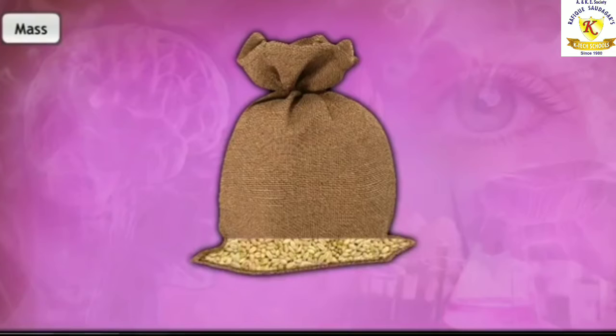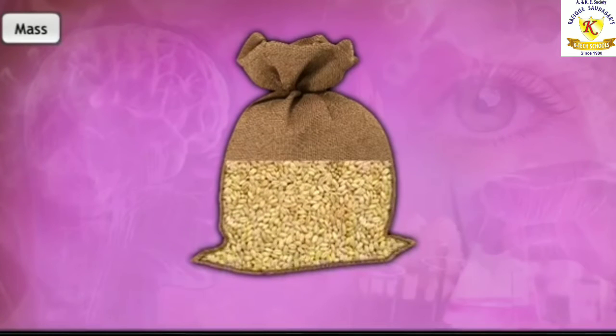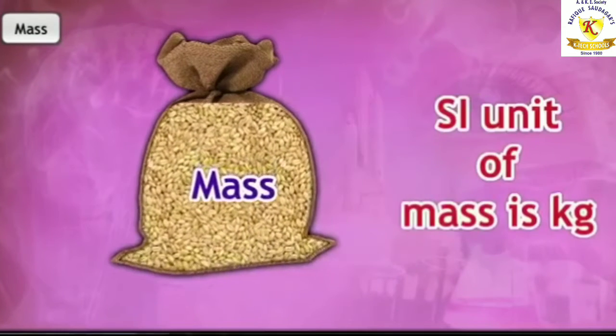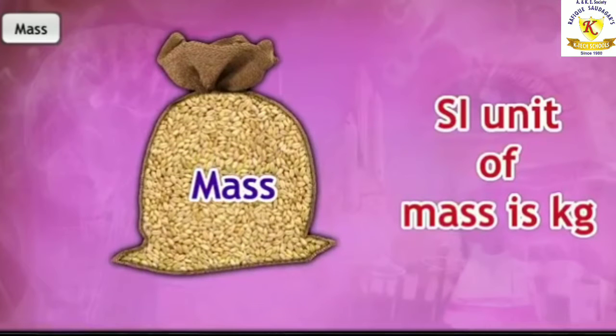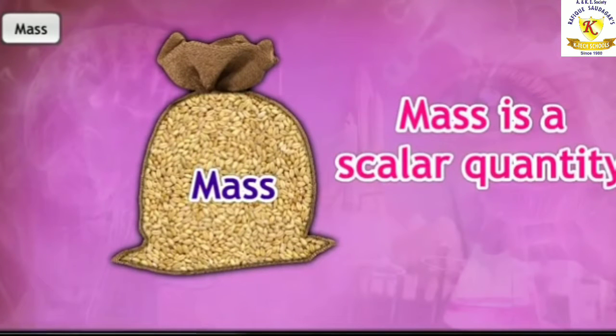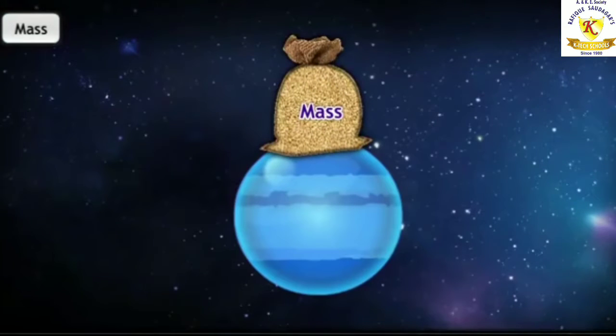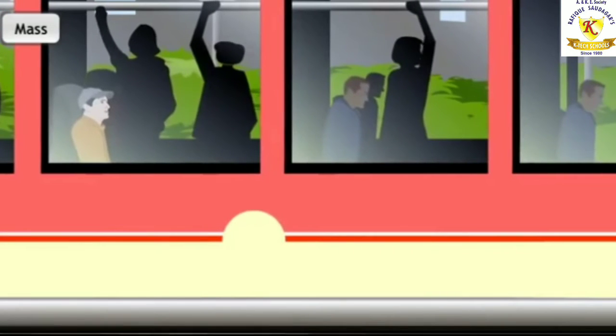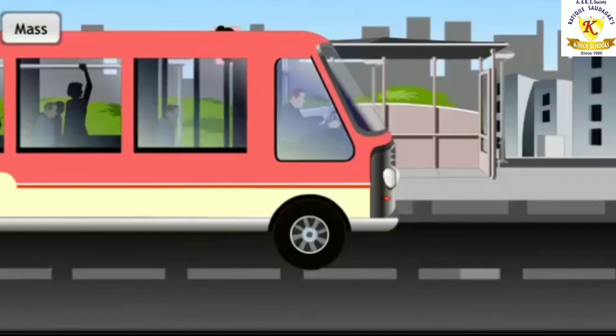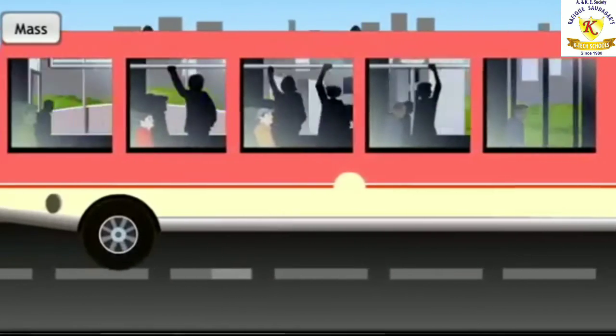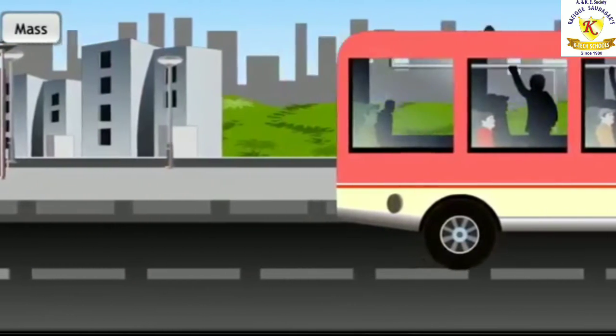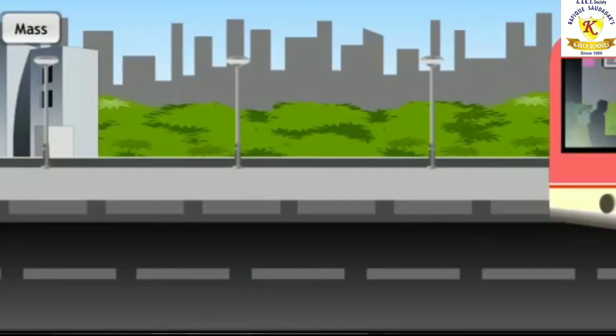Mass. Mass is the amount of matter present in the object. The SI unit of mass is kg. Mass is a scalar quantity. Its value is the same everywhere. Its value does not change even when we go to another planet. According to Newton's first law, it is the measure of the inertia of an object. Higher the mass, higher is the inertia.